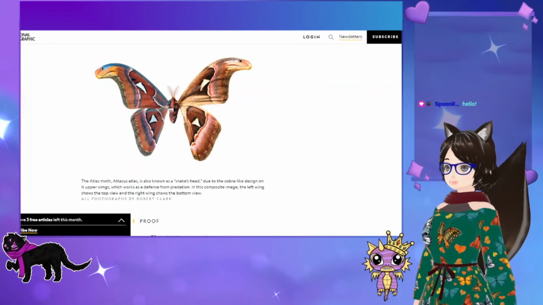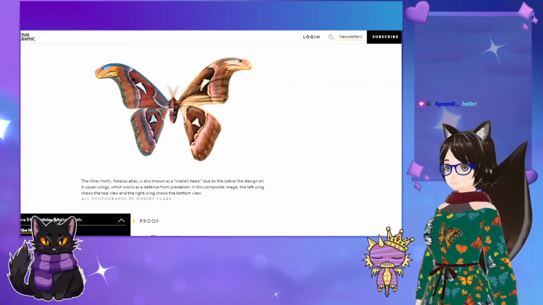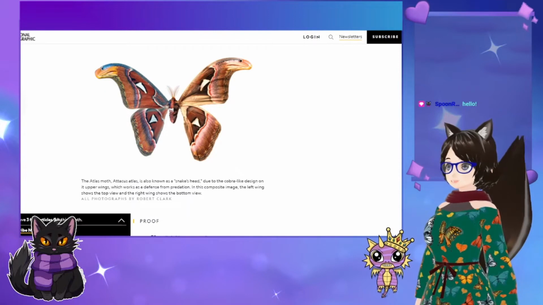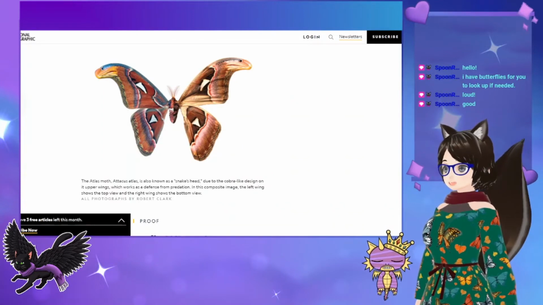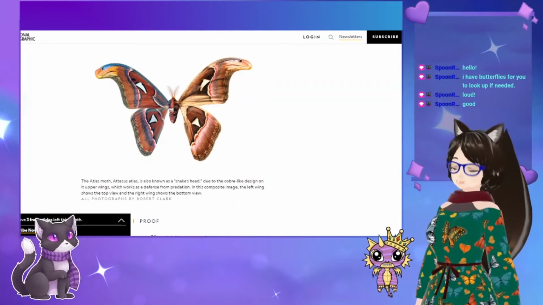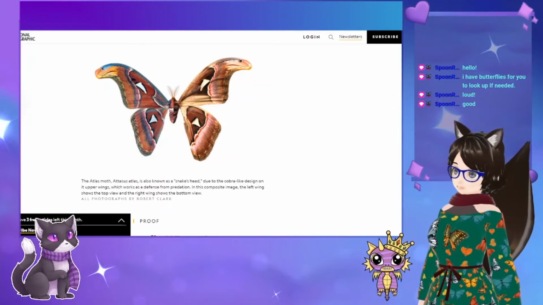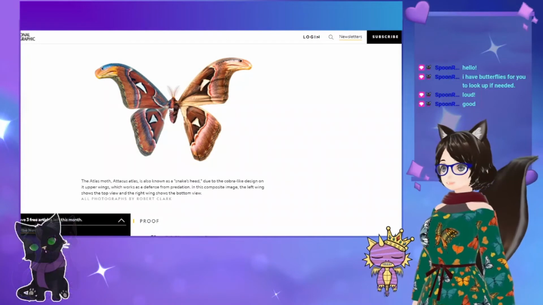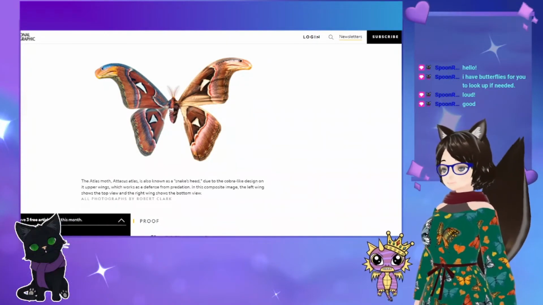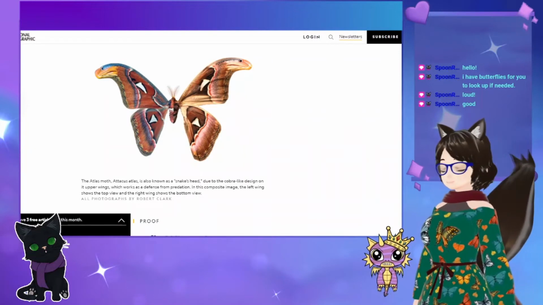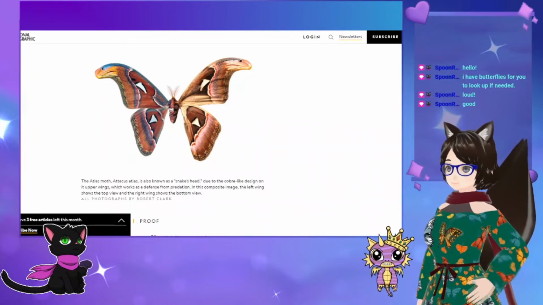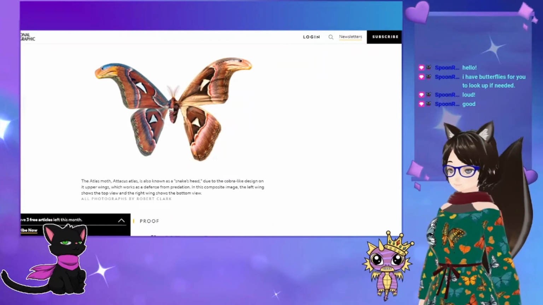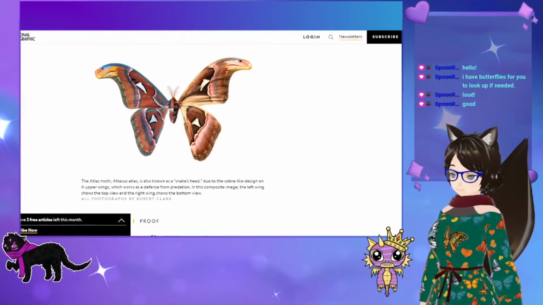So today I have prepared four moth and butterfly species that we will be learning about. And of course, we will be starting with the Atlas moth. So let's go. I couldn't find any websites that gave a good description of moths, so I found websites with good pictures of the moths, and I'm going to be reading from my actual textbook. So, first one up, we have the Atlas moth. Let's read the book description.